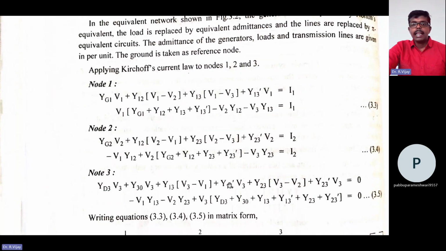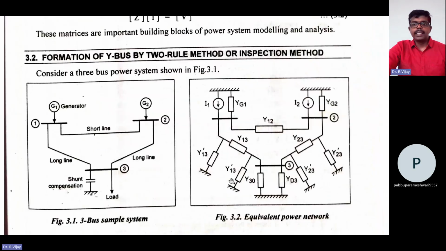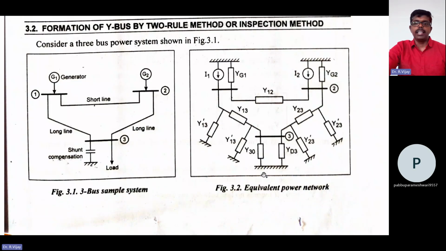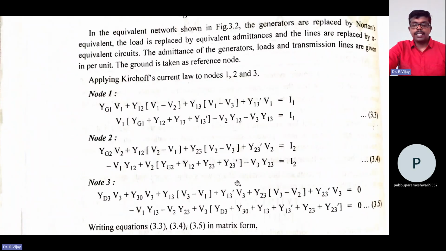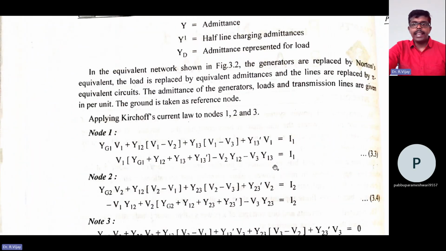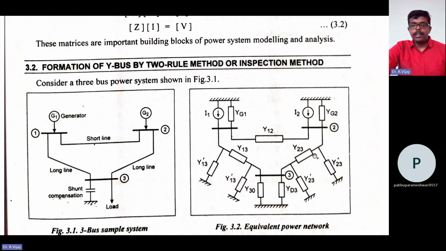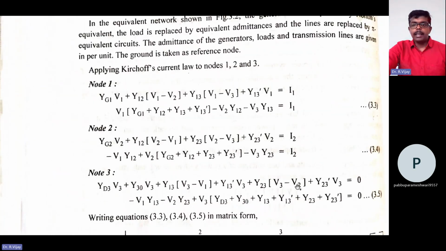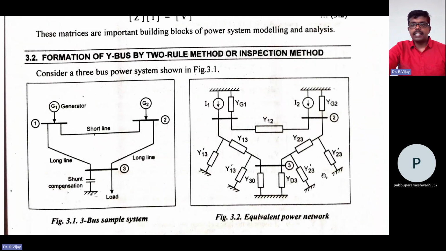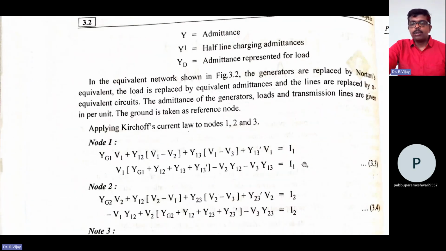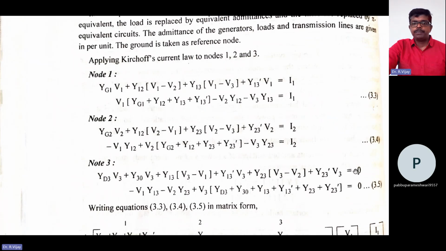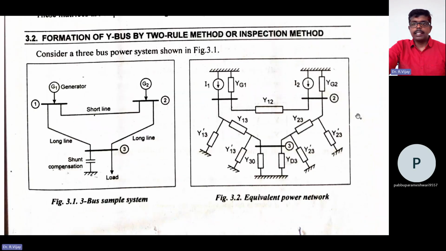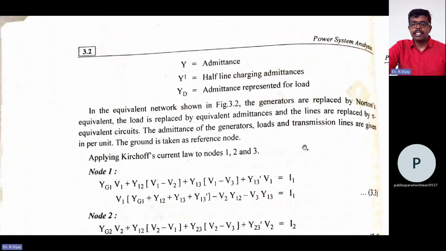V3 minus V1. Next, offline charging admittance Y13 dash into V3. Next, Y23 into V3 minus V2, and then the offline charging admittance Y23 dash into V3. That is equal to 0. Here there is no current I3 because that is the load bus.